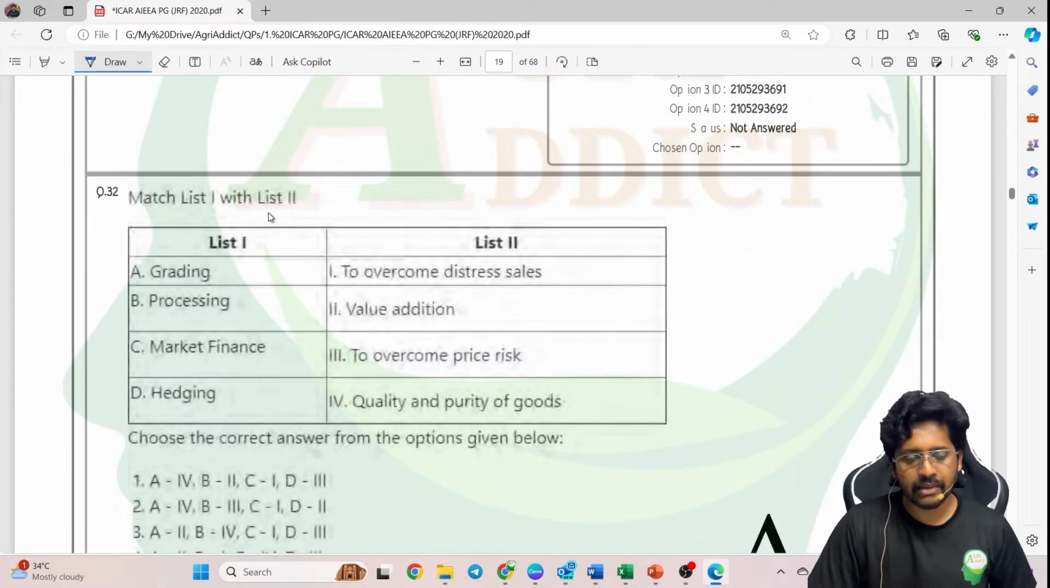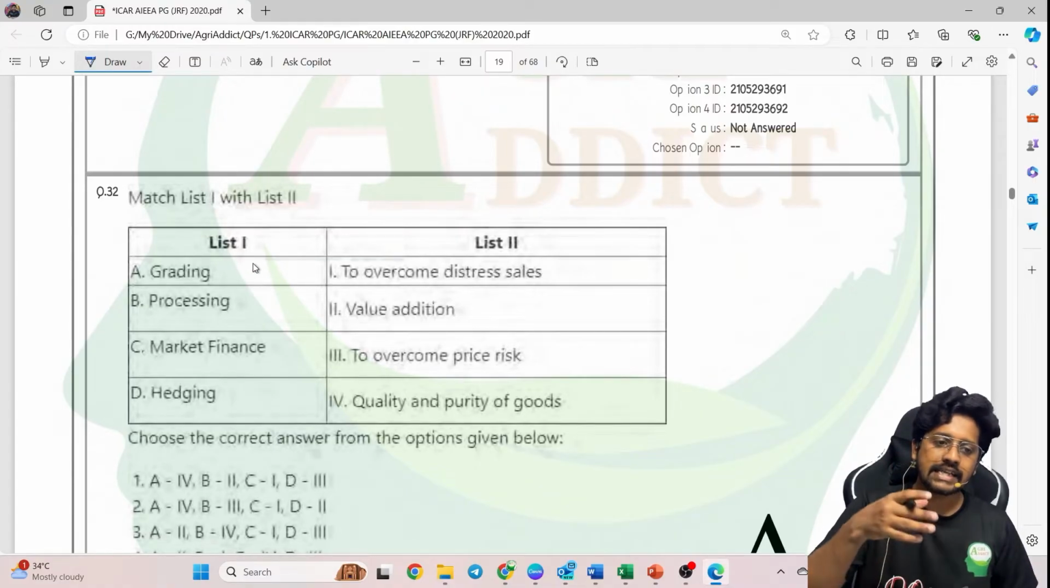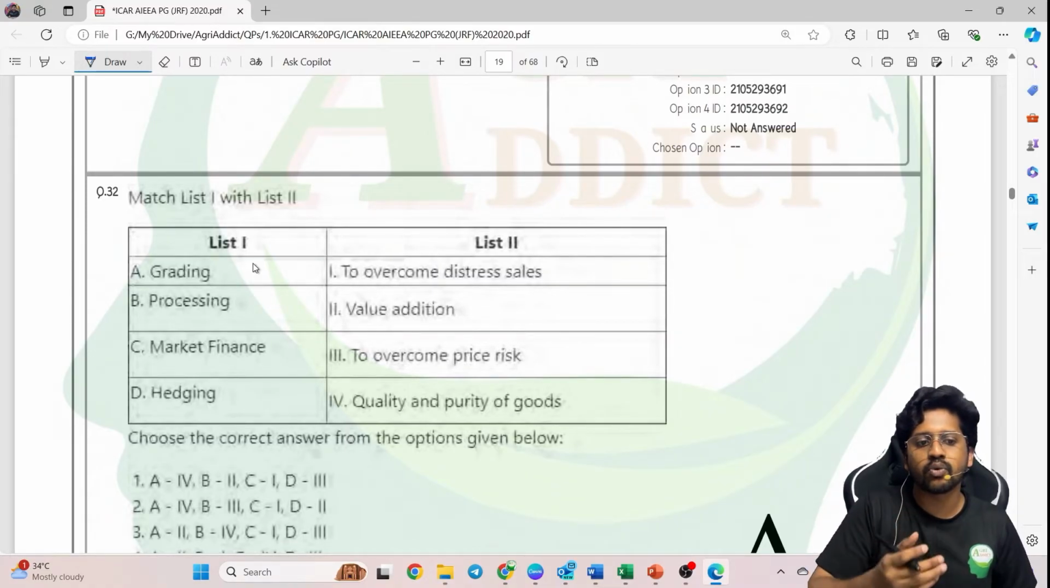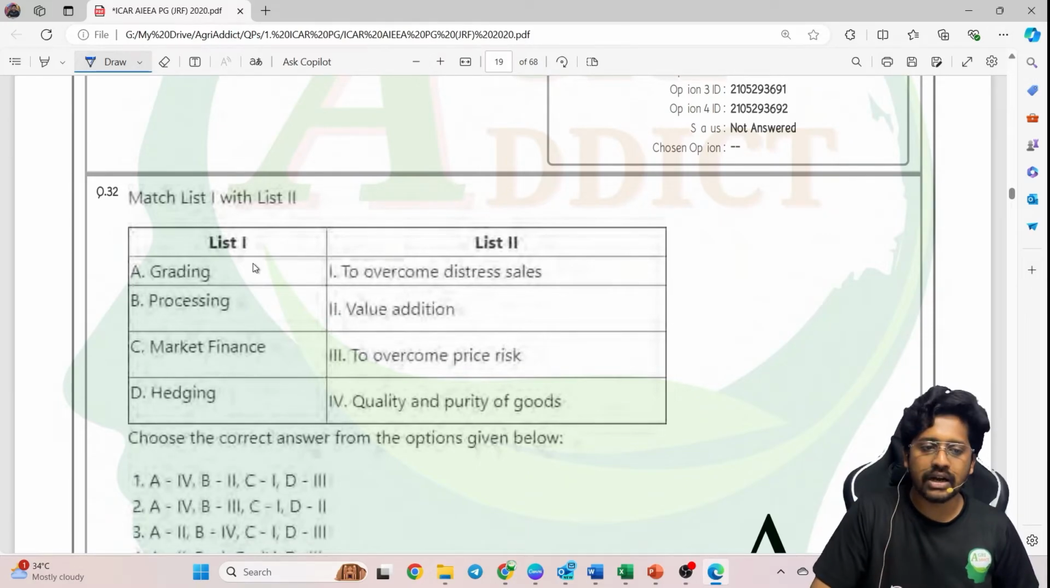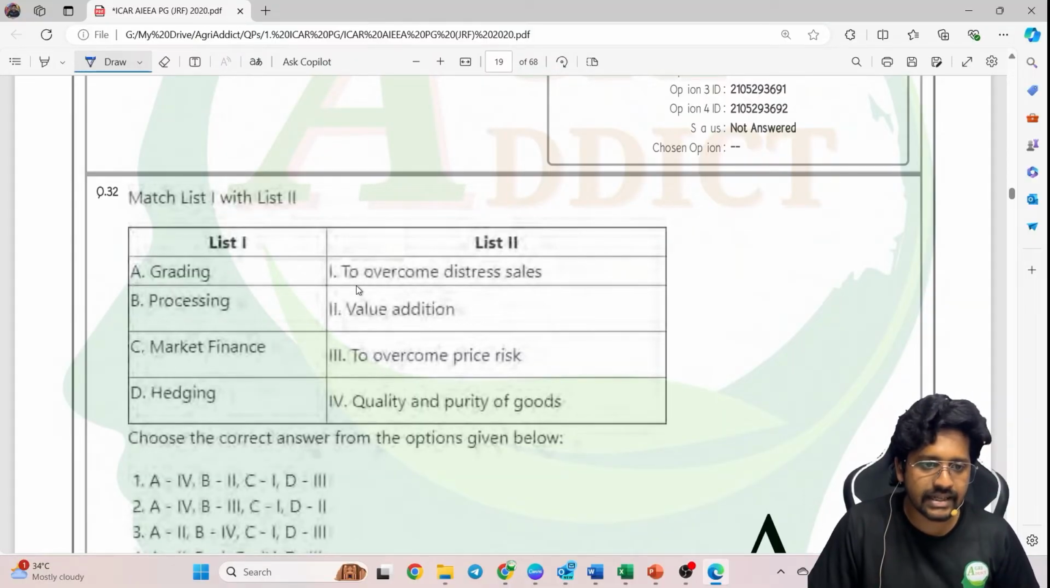Okay, the next question is a match the following. In list 1, grading, processing, marketing, finance and hedging are given, which have to be connected with the key concepts with respect to the terminologies given. So therefore grading is there. We know what is grading. Grading is nothing but the assembling or classification of the final produce according to different grades, right? According to their quality, there will be different grades, and we have to sort it out based on their size, shape and all. So what will be connected with the grading?